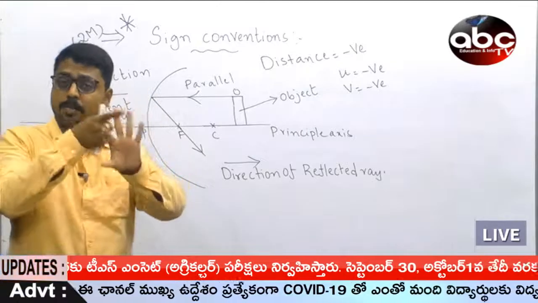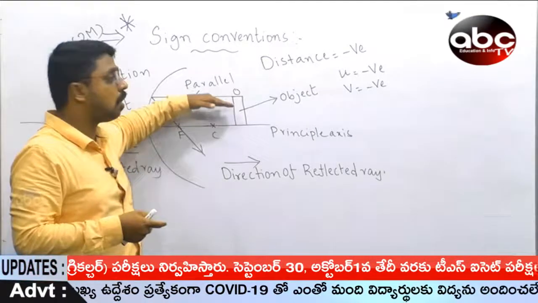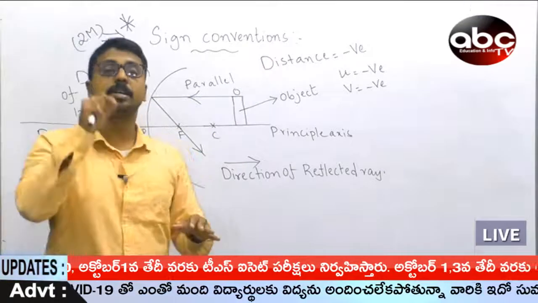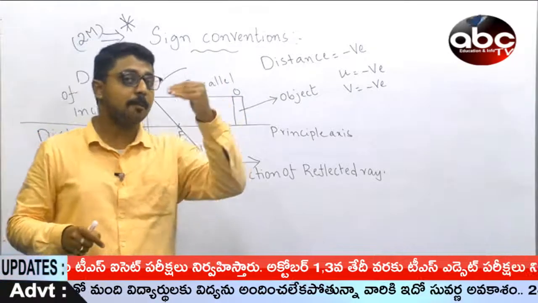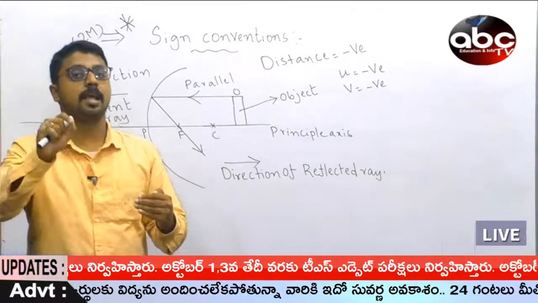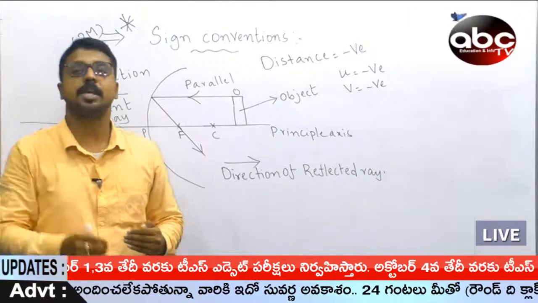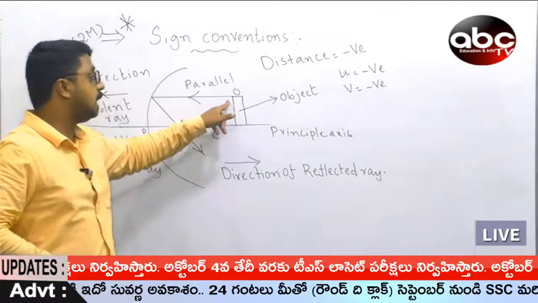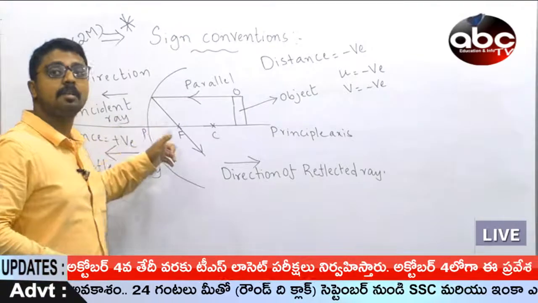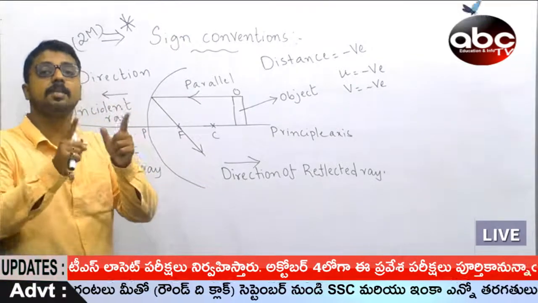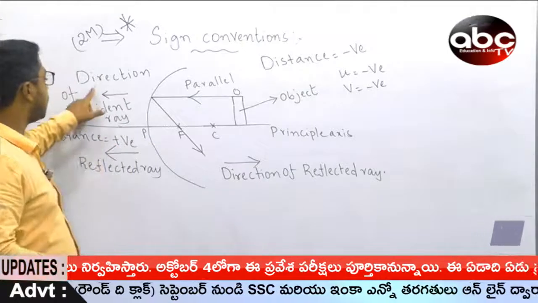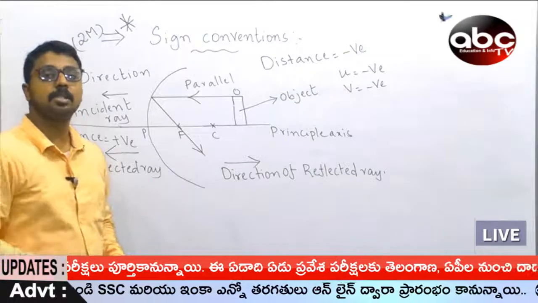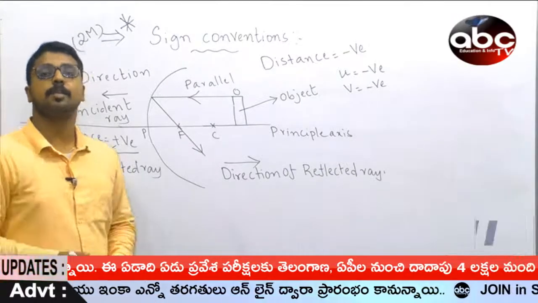If an object or an image is resulted above the principal axis, its heights are taken as plus. Whereas if they are below the principal axis, naturally they are taken as minus. This is the second point. Coming to the third point, if the incident light ray and the reflected light ray are in the same direction, then the distances are taken as positive. That is, u is positive, v is positive. The focal length and others will also become positive.